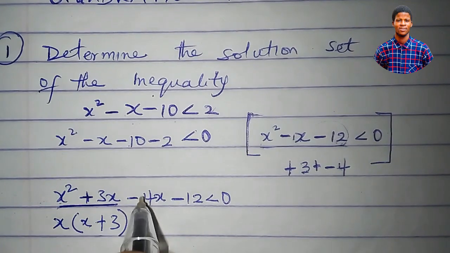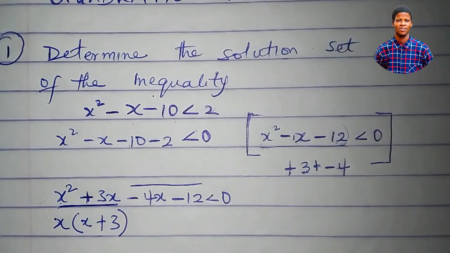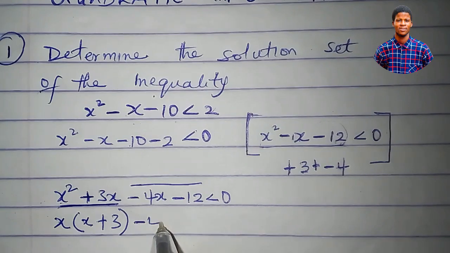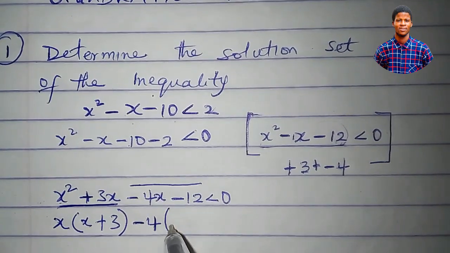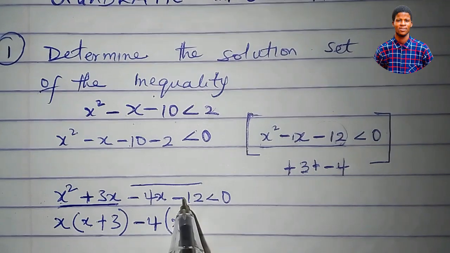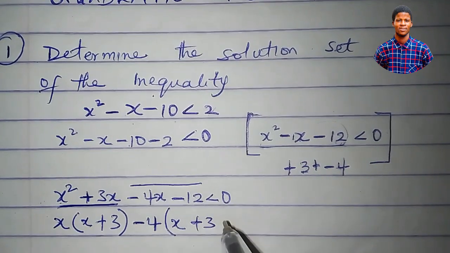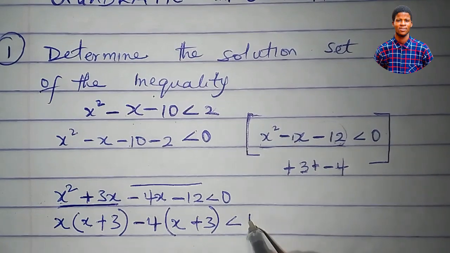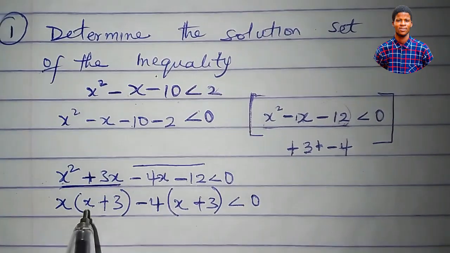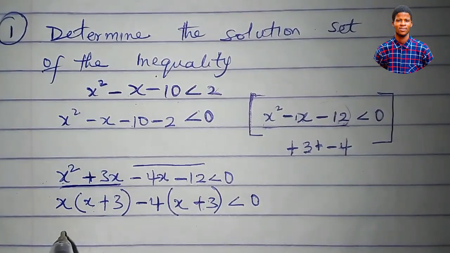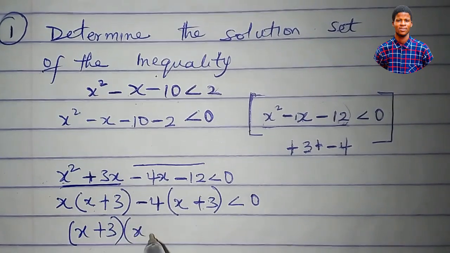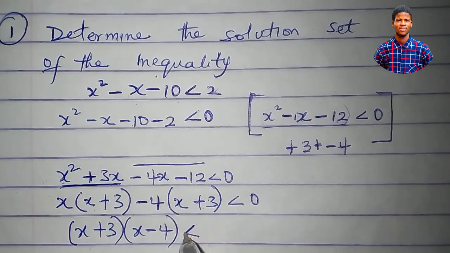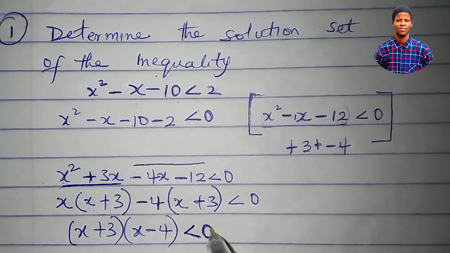What is common to minus 4x and minus 12 is minus 4. Minus 4x divided by minus 4 is x. Minus 12 divided by minus 4 is plus 3. And this is less than 0. The two brackets are the same, so I will just pick one. x plus 3, x minus 4, this is less than 0.